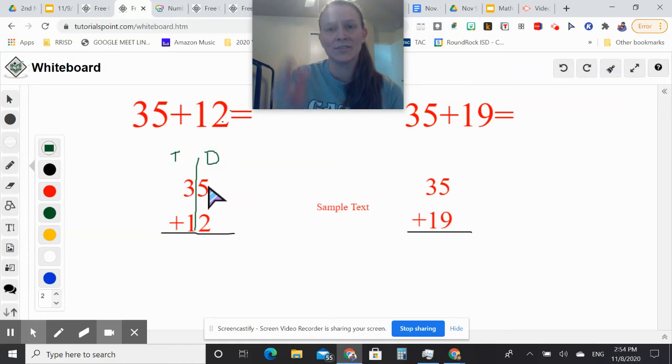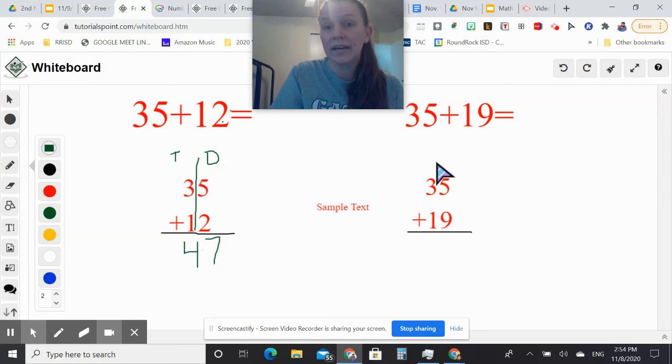Again, I can do this in my head if I don't need to draw it out. If I line it up vertically, I can think in my head the right way. 5 ones plus 2 ones is 7 ones. 3 tens plus 1 ten is 4 tens, 47.